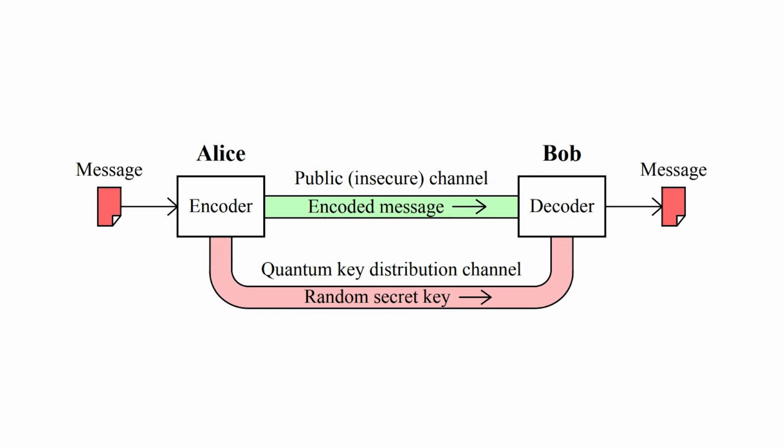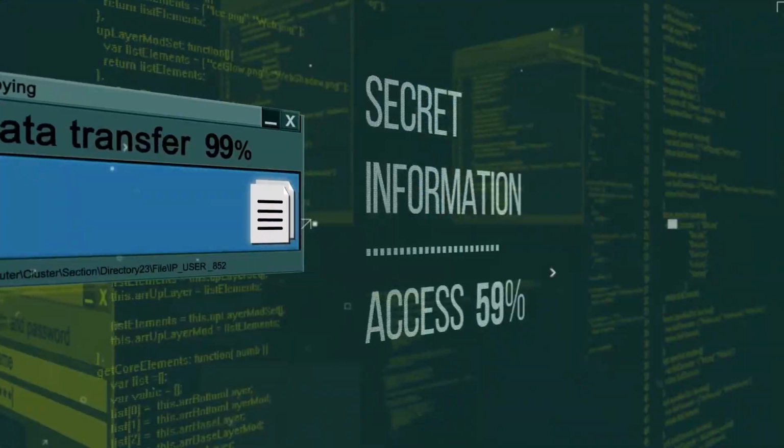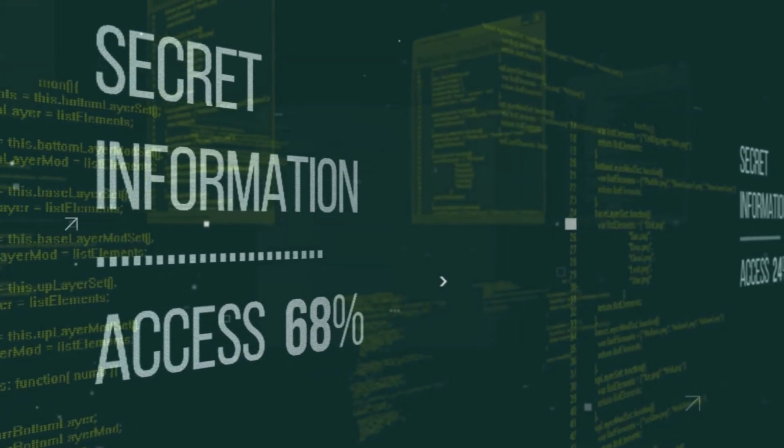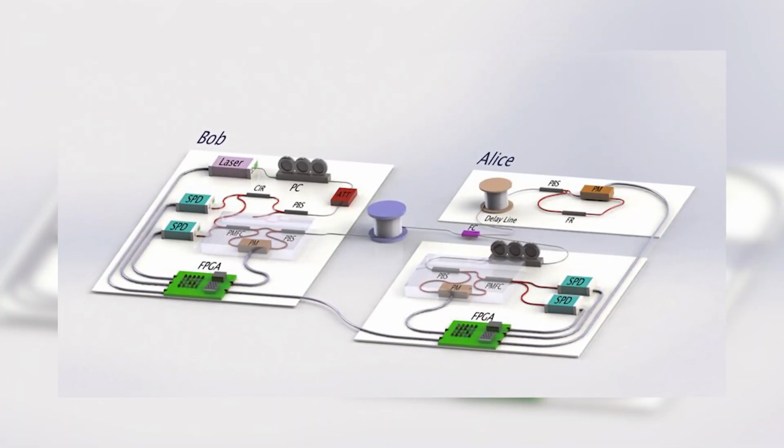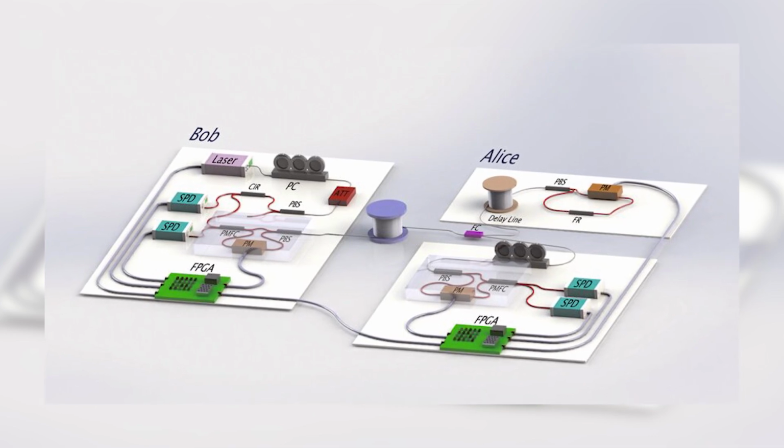There are two main types of quantum cryptography: quantum key distribution and quantum secure direct communication, also known as QSDC. QKD is used to distribute a secret key between two parties, which can then be used to encrypt and decrypt messages. QSDC is a more direct form of communication that does not require a secret key.